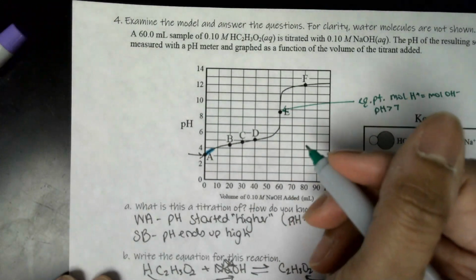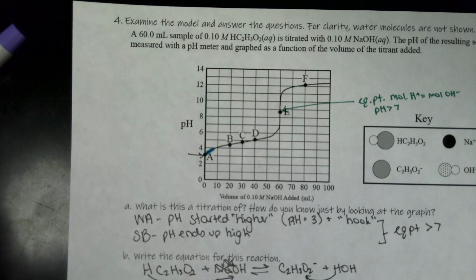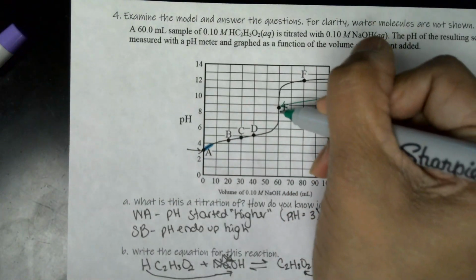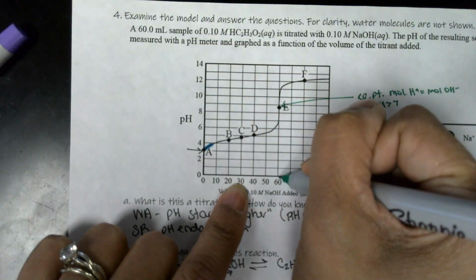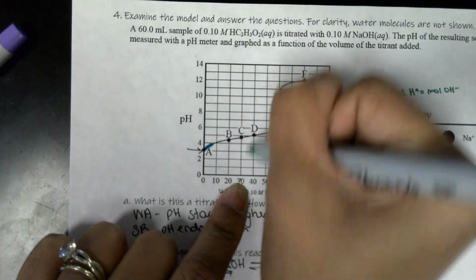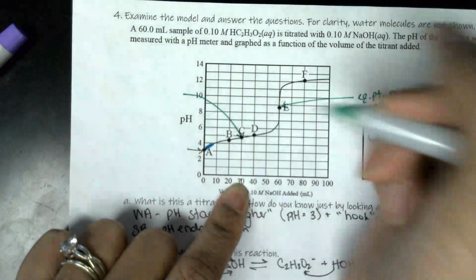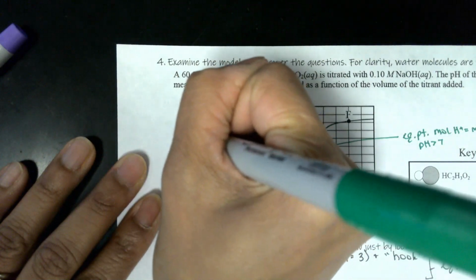We have some other indicators here. If we look at the equivalence point, halfway from that volume right over here. The equivalence point is 60 milliliters of NaOH added. Half of that is 30. This halfway point to the equivalence point, point C, is actually when your pH is equal to the pKa.